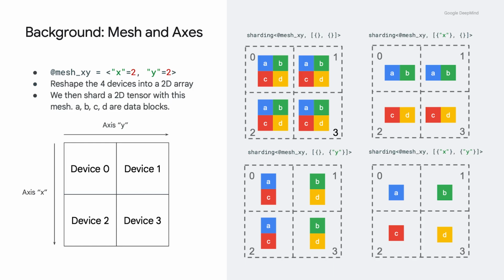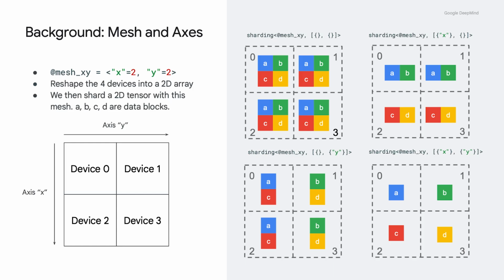For example, in the first example, we do not partition the tensor, so each device will have a full copy of the tensor. In the second example, we partition the first dimension along the axis x, which means that we partition the tensor along the first dimension and distribute the shards to the corresponding devices, such that device 0 will get the first partition A and B, and device 1 will have the same copy as device 0.